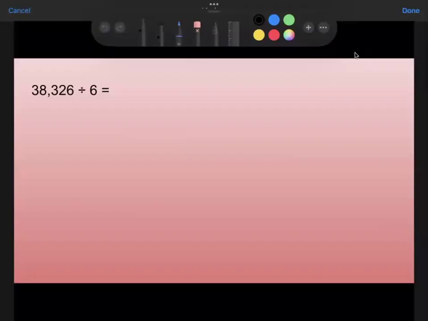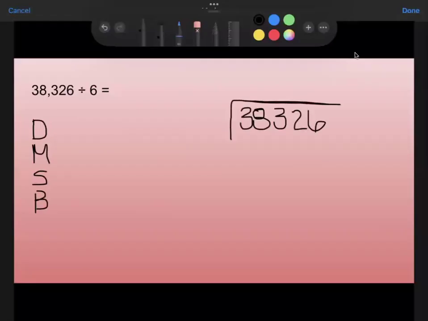Okay, here's our last one for today's video. So we're going to use the standard algorithm for this. That means we're going to use the steps divide, multiply, subtract, and bring down. We're going to take that first number, 38,326, put it inside a division bracket and put 6 on the outside.